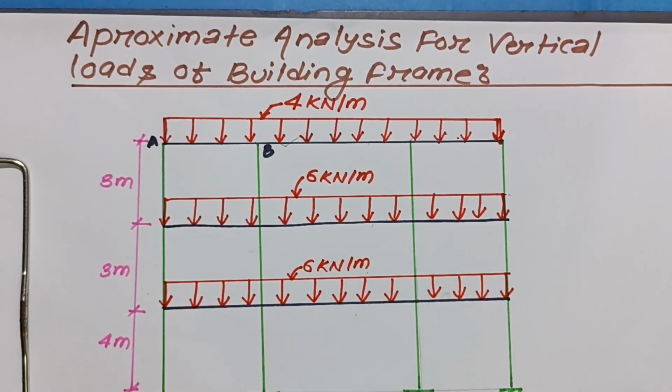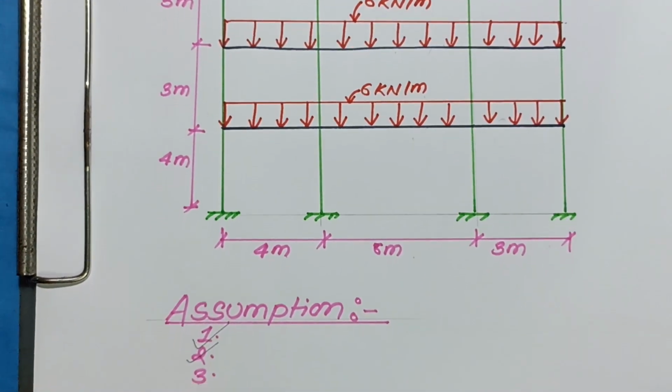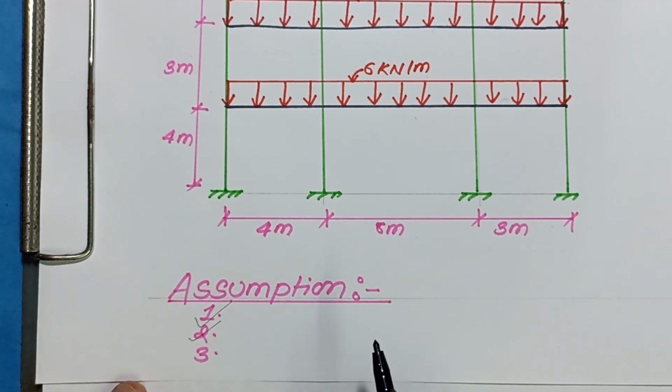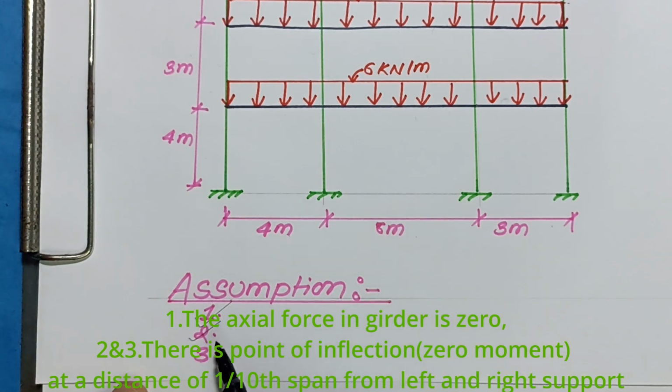Our first step is to make some assumptions. Here, for the analysis of the vertical load of a building frame, we have to make some assumptions. Here are 3 assumptions. The first one is the axial force in the girder is 0. There is not any axial force in the girder. The second and third assumption is there is a point of inflection at a point of 1/10 of the span from the left or right of the support. Okay, let's first apply the assumption here. Our first step is to apply the assumptions to be made.